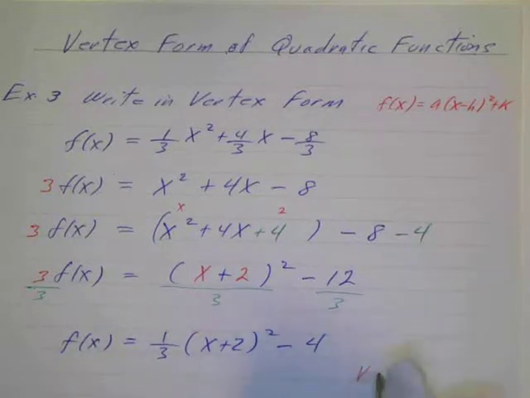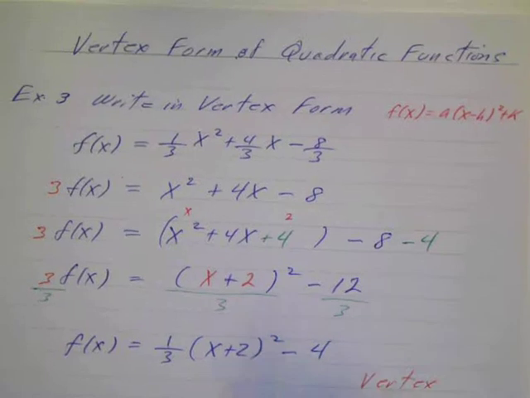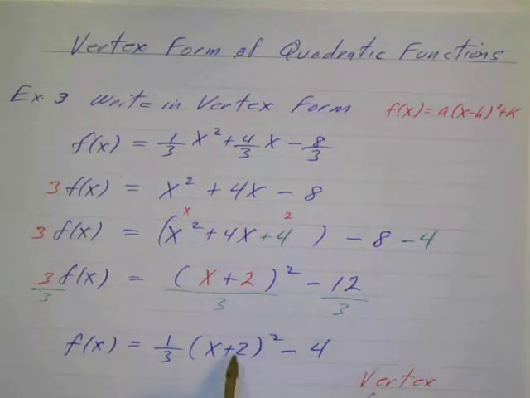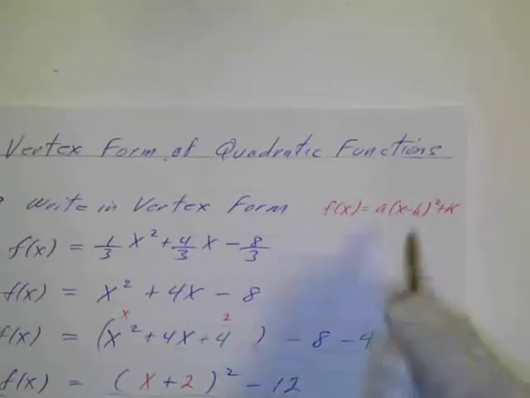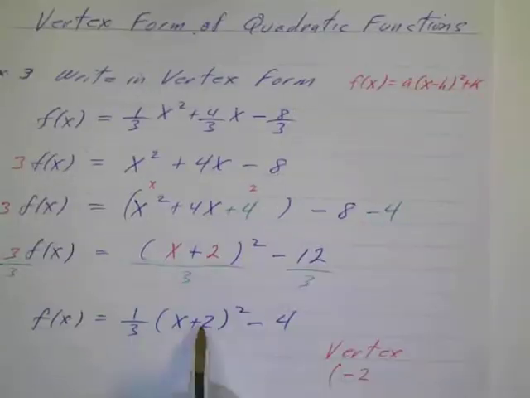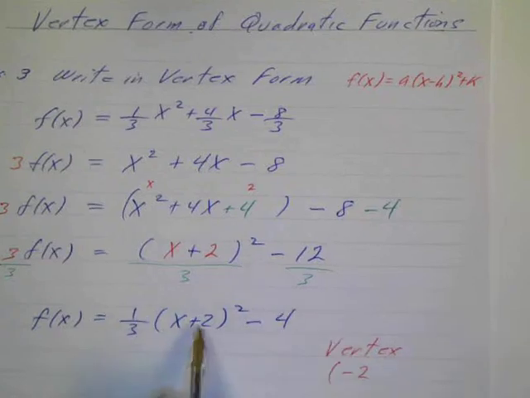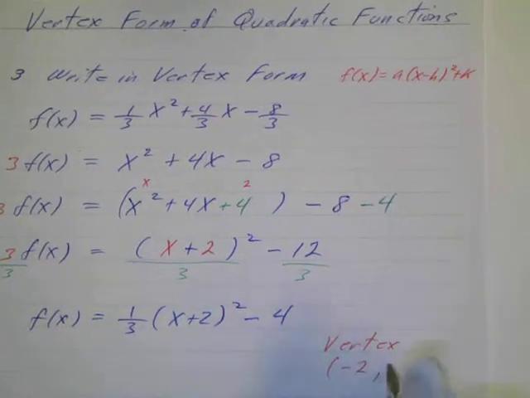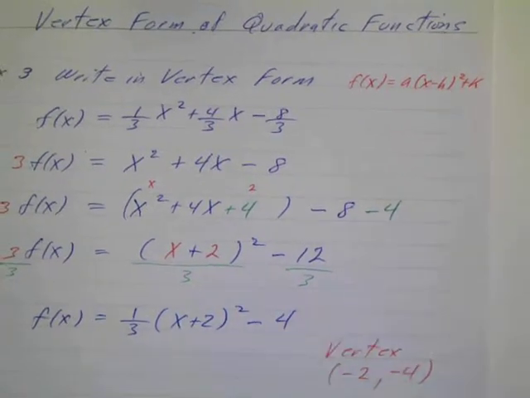So the vertex is going to be this point here. And remember, its sign is opposite, so it's going to be negative 2. And it's going to be the same as this sign because there's the negative c in the formula. So that would be the opposite of that. So that would be negative 2 and negative 4. So there's your vertex.